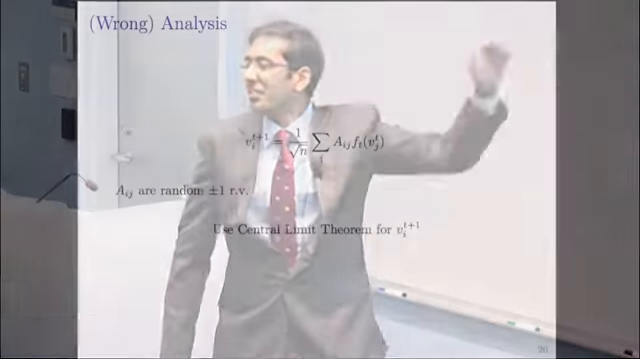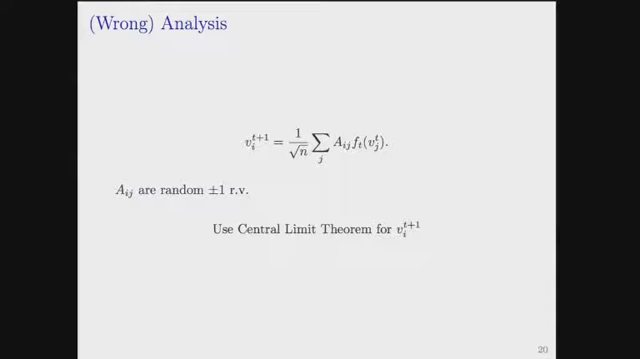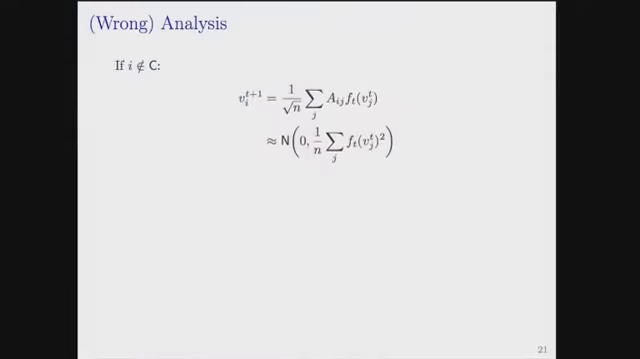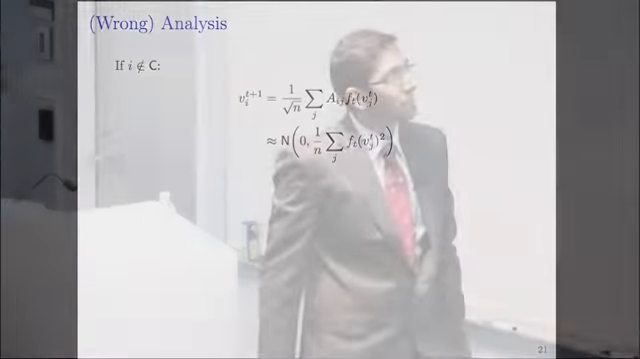Now when you look at this sum and remember that the aij's are random signs, I feel like applying the central limit theorem. So let's apply the central limit theorem for vt plus 1 of i. This tells me the normalization is basically correct. So vt plus 1 of i should be approximately Gaussian. Since all of the aij's are random signs if i is not inside the clique, this should be Gaussian with mean about 0 and variance basically the sum of squares of the coefficients.